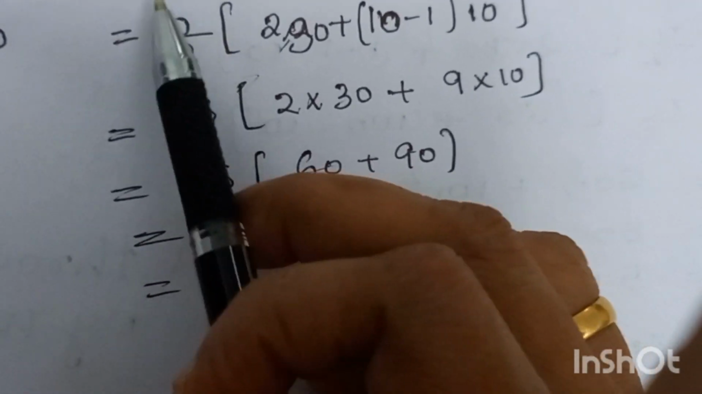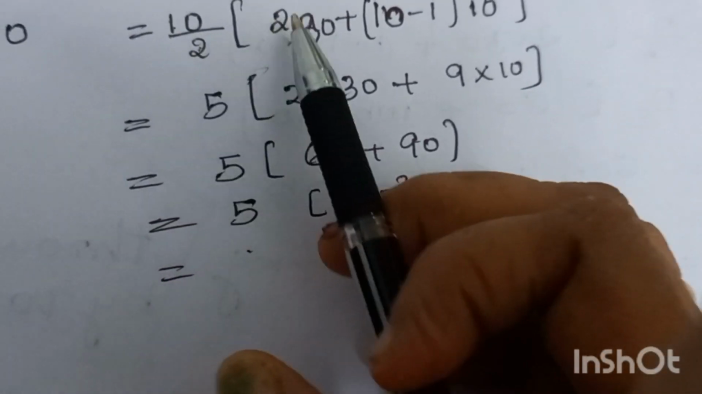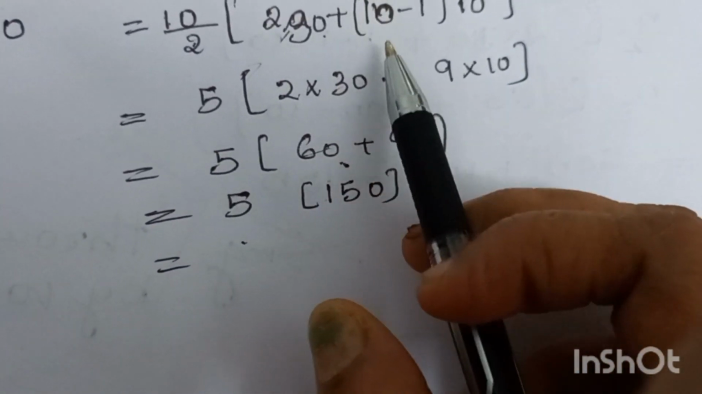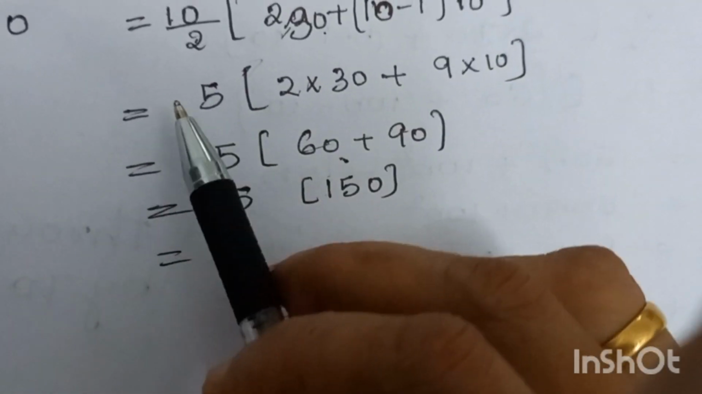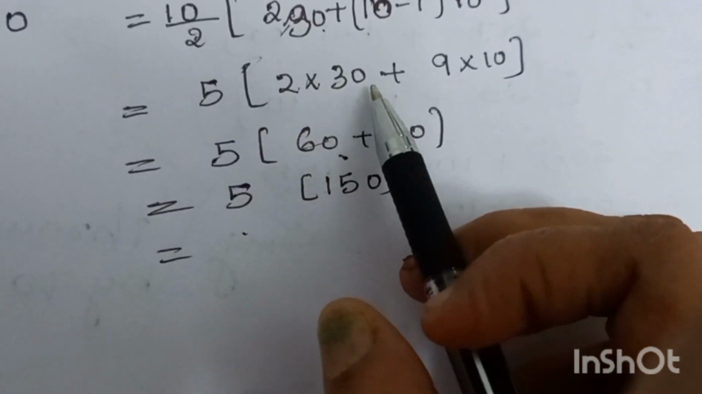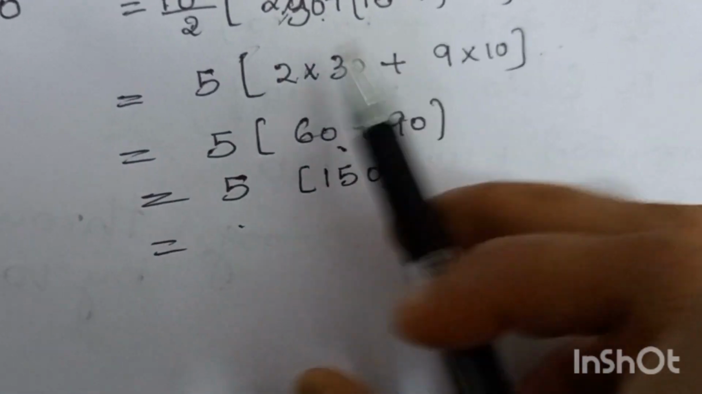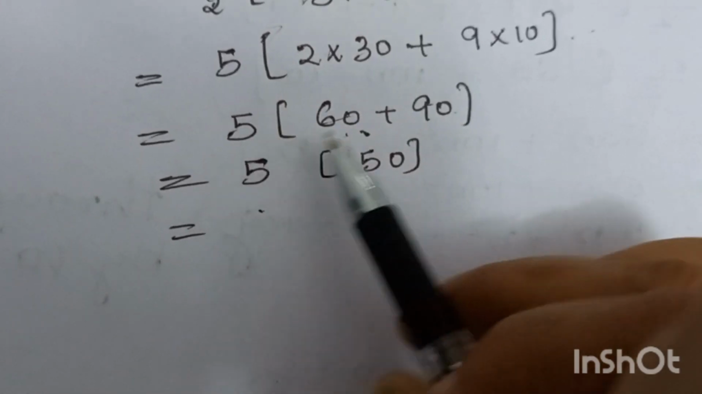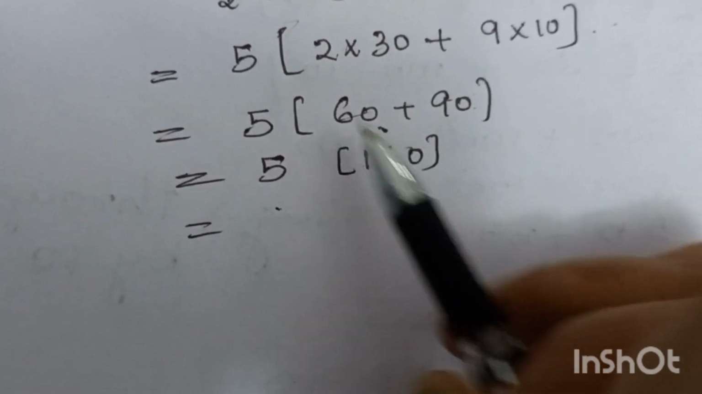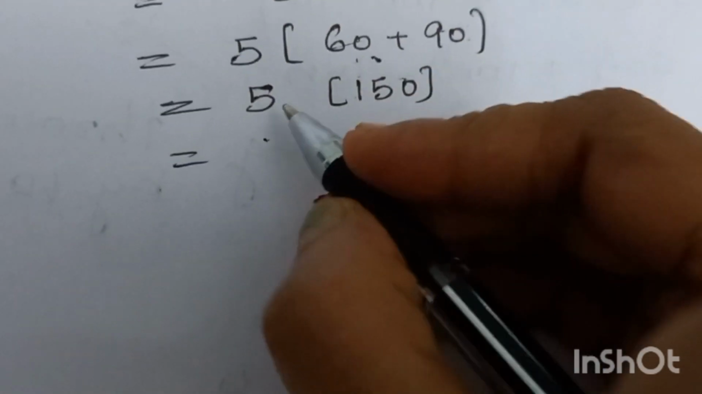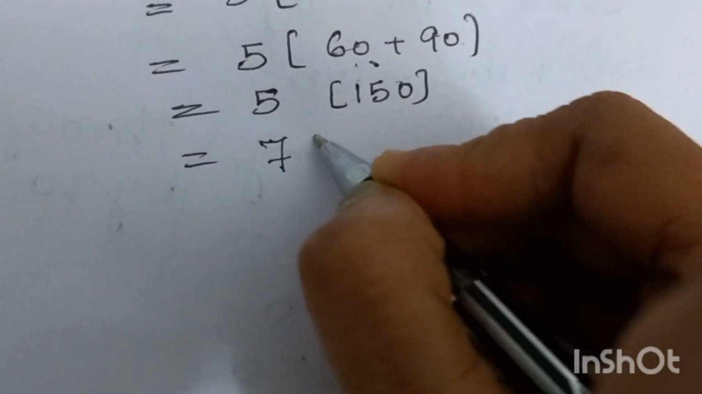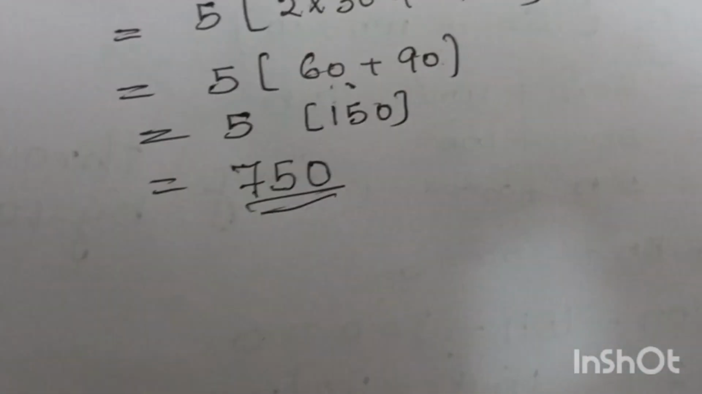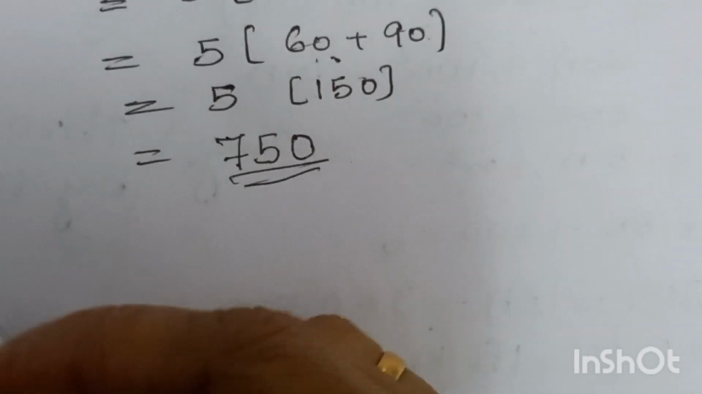Now let's find S10. S10 is equal to 10 by 2 into 2a plus n minus 1 into d, so 5 in bracket 2 into 30 plus 9 into 10. 2 into 30 means 60, 9 into 10 is equal to 90. So 90 plus 60 is equal to 150. So 150 into 5 is equal to how much? We get 750. So S10 is equal to 750.